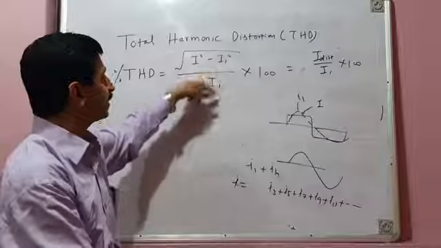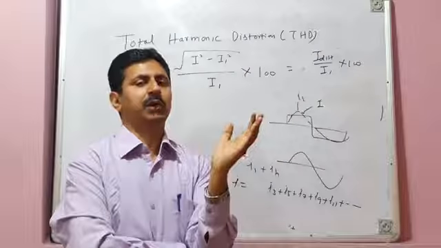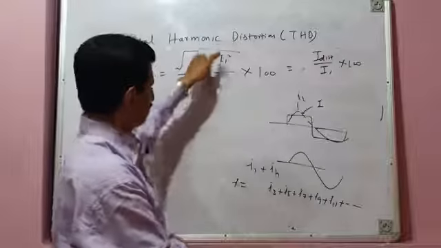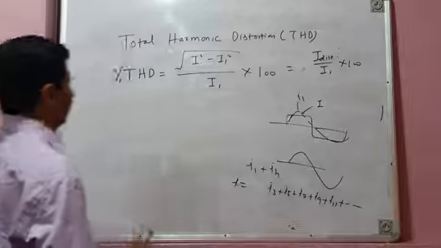Where did we get this equation from? Its derivation, I am not deriving it here. You can go to the book Power Electronics by Mohan, Undeland and Robbins. This expression is already derived there. So I am not deriving it here, it is already available in the literature.